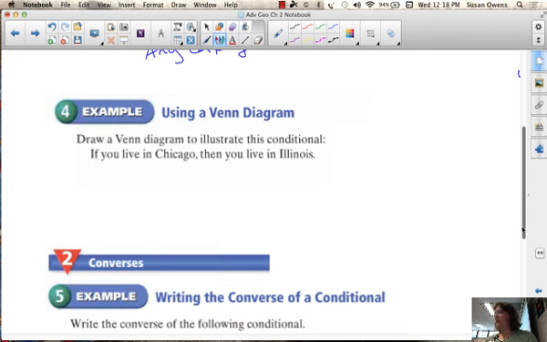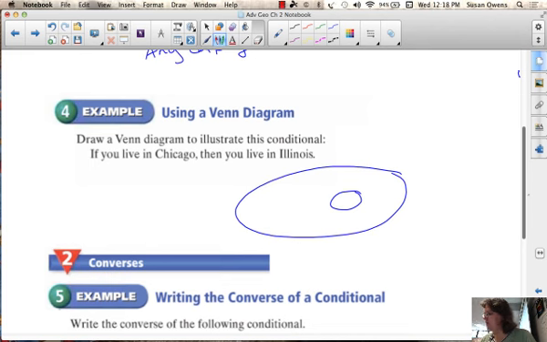So first we have to decide, are we going to use circles, or you can use rectangles. I'll use circles. And then we have one basic idea of Chicago, and then we have another idea of Illinois, and we have to figure out, well, if you live in Chicago, do you live in Illinois, or if you live in Illinois, are you in Chicago? So if you live in Chicago, then you are in Illinois. That means that Chicago should be inside Illinois.